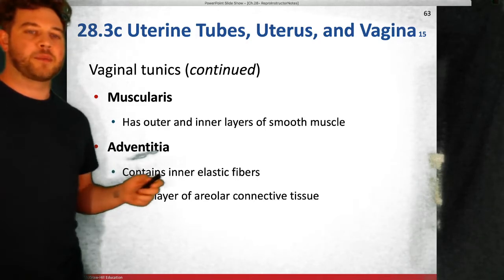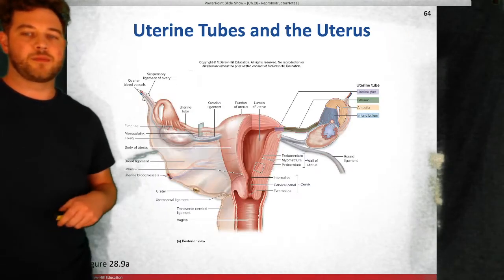All right, the muscularis layer has outer and inner layers of smooth muscle. And the adventitia contains elastic fibers and connective tissue. There you go.